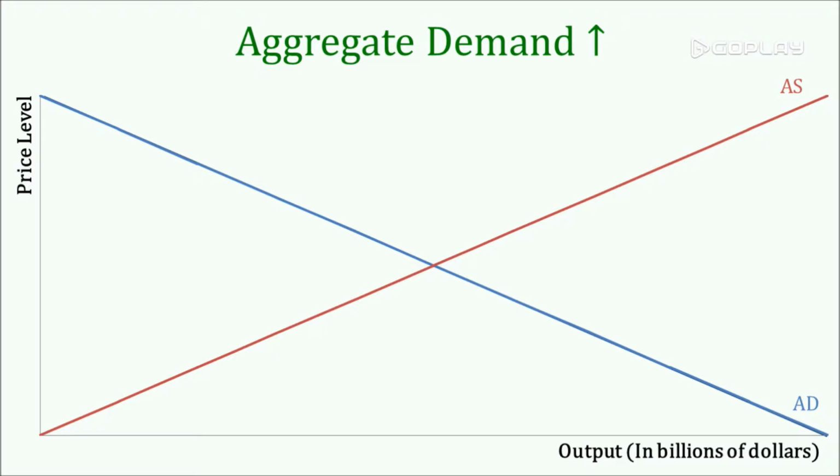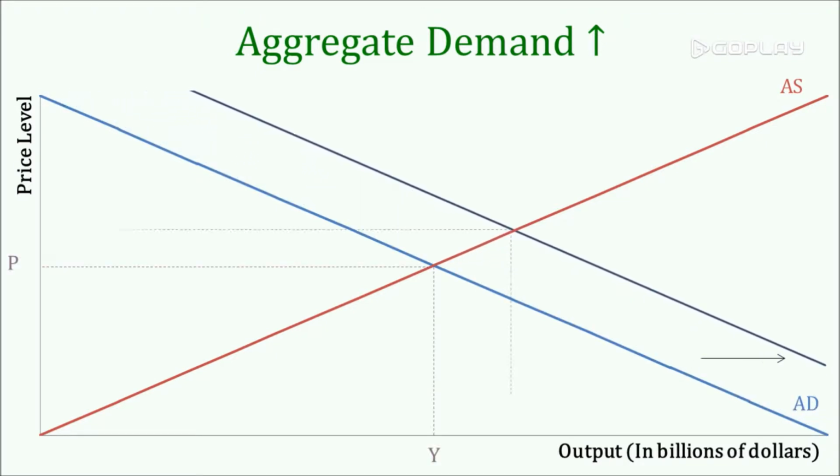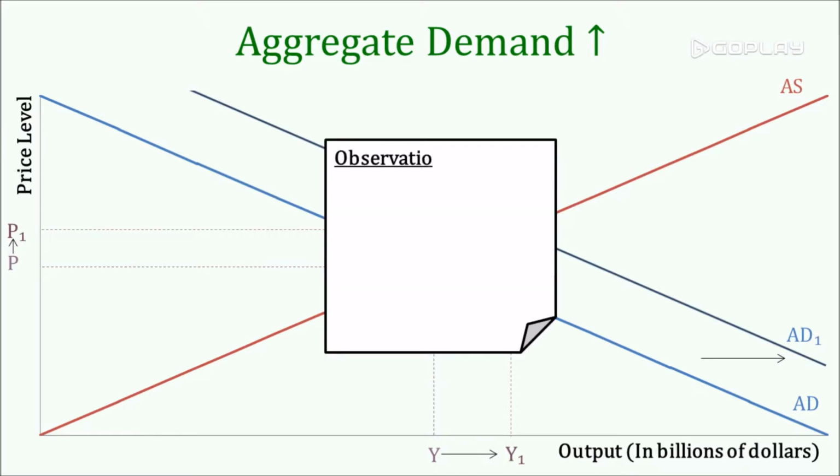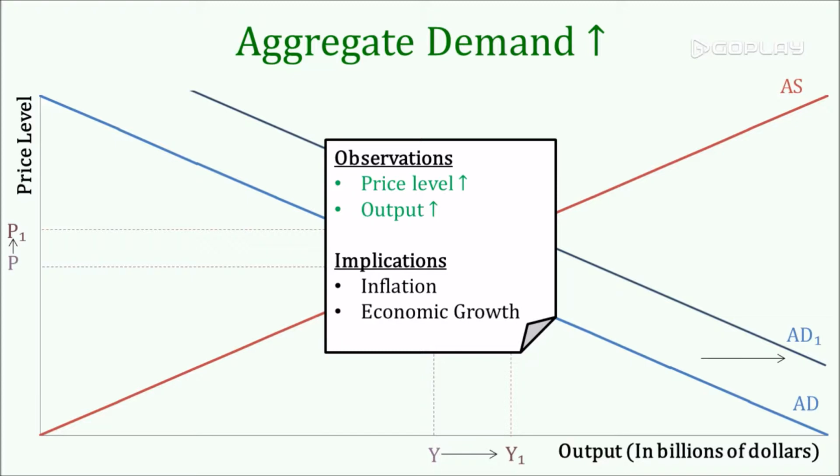On the flip side, if aggregate demand increases, it shifts the aggregate demand curve rightward, as this causes the equilibrium price level and output to increase. The economy will experience inflation and an economic growth. The unemployment rate would decrease too.